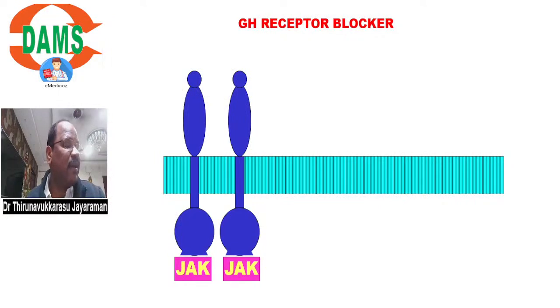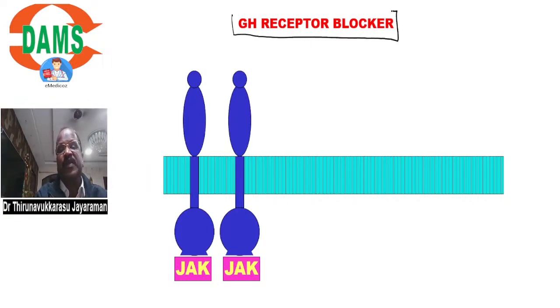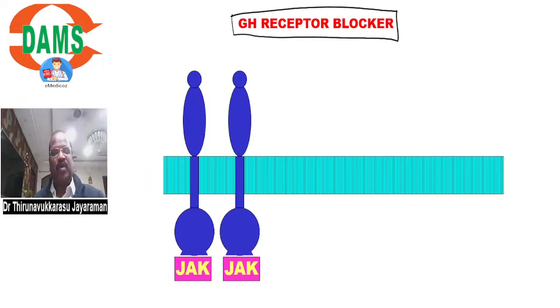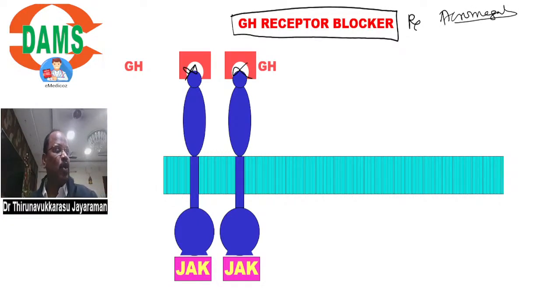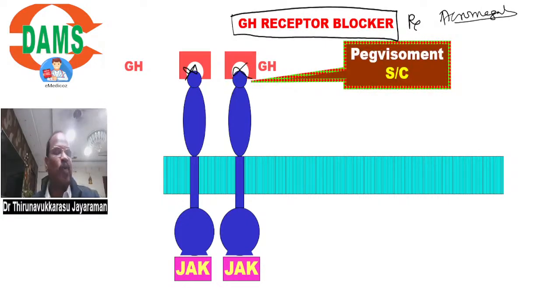Can you please answer, Doctor, whoever is there? Please answer. Name one growth hormone receptor blocker useful for treatment of acromegaly. I want the drug name, doctor. For example, pegvisomant. Pegvisomant is a growth hormone receptor blocker useful for treatment of acromegaly. Okay. It's also given subcutaneously.